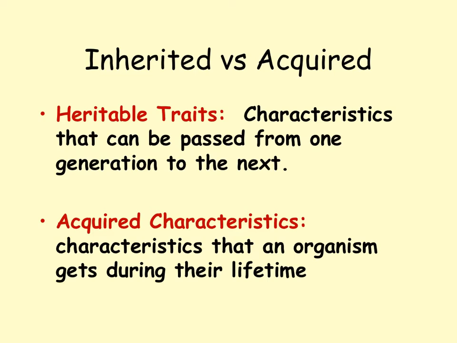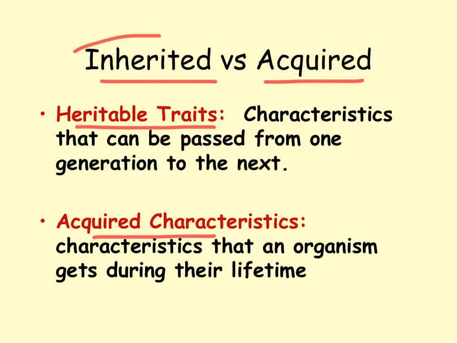Going forward, we have to differentiate between these two terms, inherited versus acquired traits. So you want to make sure that you get these definitions. We're going to talk about them over and over and over again. Heritable and inherited essentially mean the same thing. We're talking about genetics, and we're talking about inheritance from parents to offspring, characteristics that can actually be passed on, as opposed to acquired characteristics, characteristics that an organism can get at any time during their lifetime. But the distinction is that acquired characteristics are absolutely not able to be passed on.